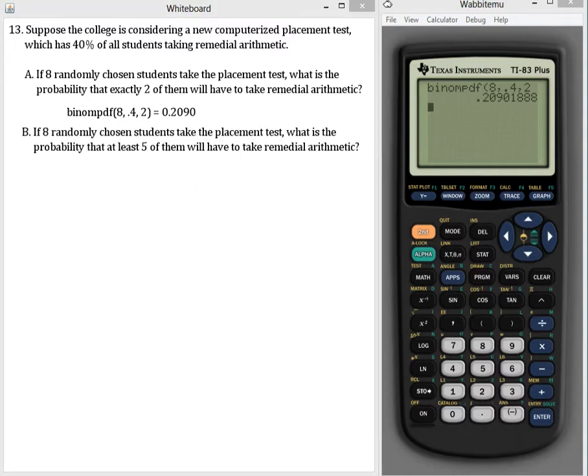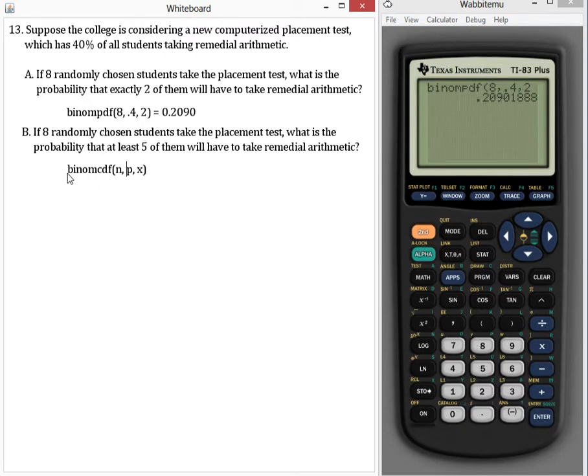Part B, if 8 randomly chosen students take the placement test, what's the probability that at least 5 of them will have to take remedial arithmetic? Well, here, now we want at least 5 events to occur. So we're looking for multiple things to happen, and we want to add up the results. So we're going to use Binomcdf. Now, Binomcdf is going to give us, well, it takes the same inputs. Let's start there. It takes n, it takes p, and it takes x.